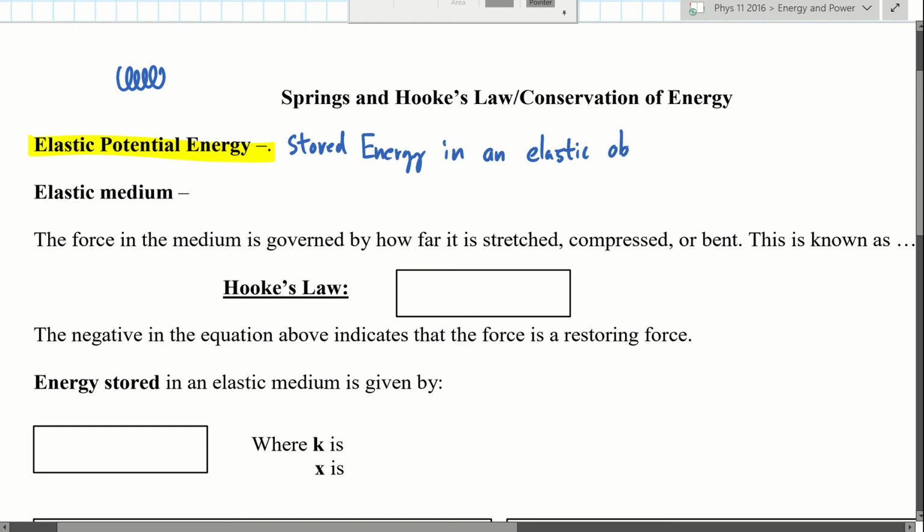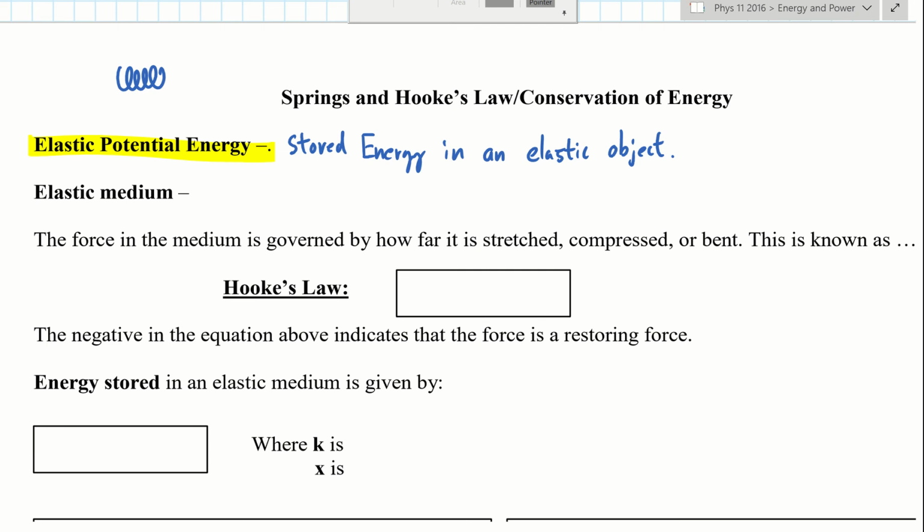So elastic energy is the stored energy in an elastic object. There are a lot of elastic objects. Even a soccer ball is an elastic object. Technically, anything that bends a little bit, like plastic. You can bend plastic, like a ruler. You can bend it a little bit, right? So there is energy stored in that.